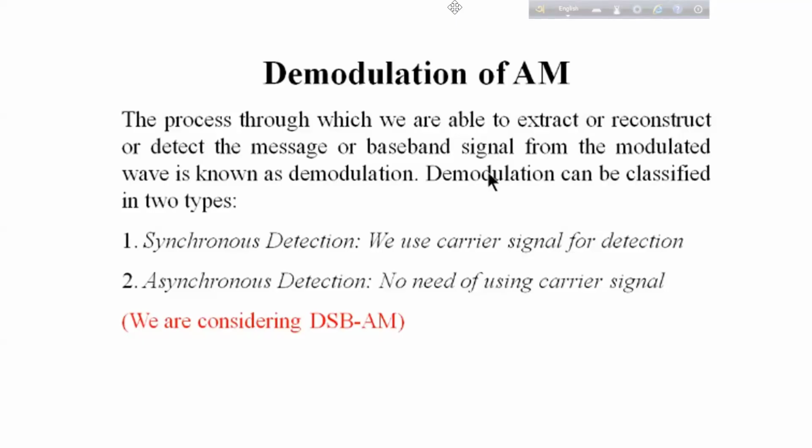Now, we have seen double sideband suppressed carrier, where we only send the modulated signal, not the carrier signal. When we receive the double sideband suppressed carrier signal, we do not have the carrier signal, so we have to detect the message signal without it. That process is known as asynchronous detection, where there is no need of using a carrier signal. Okay, let's go to the next slide.